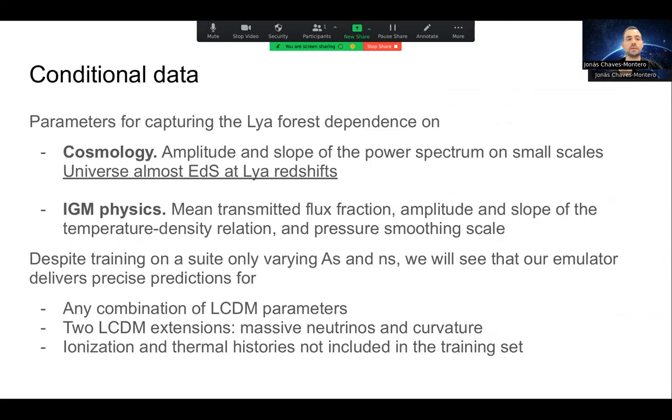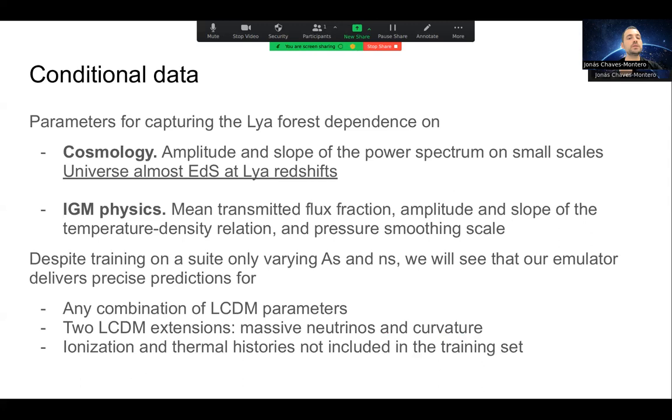And the conditional data that we emulate as a function of are 6 parameters, and as I said before, only 2 parameters capture the cosmological dependence. This is very important: only the amplitude and the slope of the linear power spectrum on small scales. It works because at the redshifts of the Lyman-alpha forest, the universe is almost Einstein-de Sitter. That means that it is matter-dominated, so the redshift-space distortions, the growth history, and the expansion history are almost the same independently of the cosmological parameters.